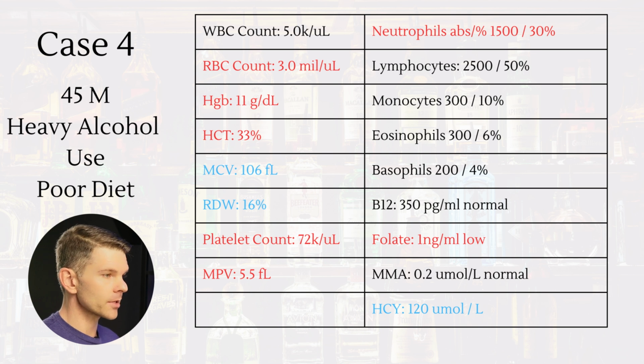So alcohol is causing his other problems as well that I put in here, including low neutrophils and low platelets. Alcohol is directly toxic to the bone marrow. The treatment here is alcohol cessation, a healthy diet, and then a temporary folate supplement.